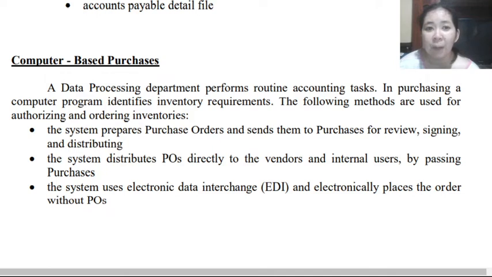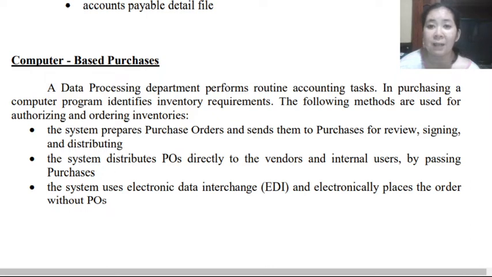For computer-based purchases, a data processing department will perform the routine accounting tasks. In purchasing, a computer program will identify the inventory requirements. We have here the following methods used for authorizing and ordering inventories in computer-based purchases. First, the system will prepare the purchase order, and then it will be sent to the purchases department for review, and then for approval.